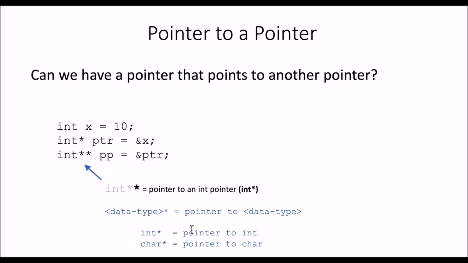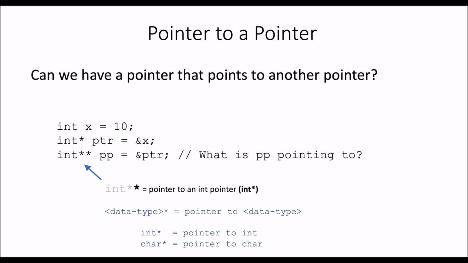Now pointers are always declared with a data type followed by an asterisk. That means a pointer to the data type. Here I have a couple of examples. A pointer to an int is int asterisk, a pointer to a char is a char asterisk, and so on. Now in this case, I have a pointer to an integer pointer, or a pointer to an integer.